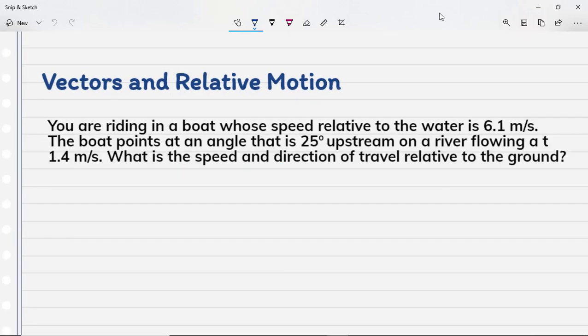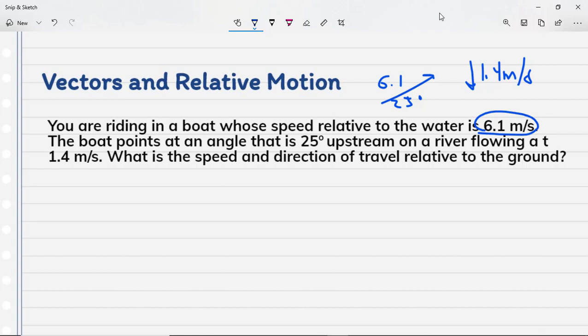Let's move on. So we have quite a bit of information here. We have flow of water. The boat we're going in is 6.1 meters per second. So that's how fast our boat's going. So we're kind of going 6.1 meters per second that way. The boat points at an angle, it's 25 degrees upstream, but we also have a river that's flowing this way at 1.4 meters per second.